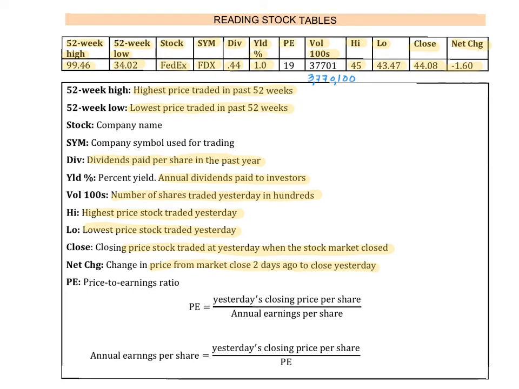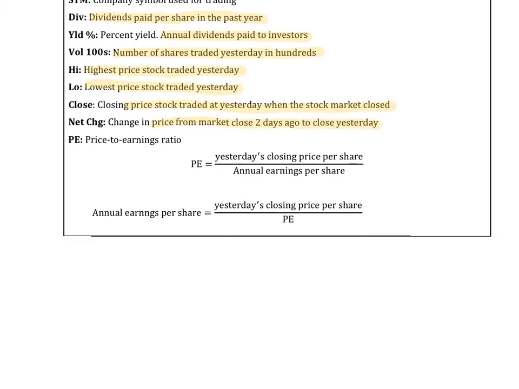Now let's look at PE. FedEx is 19. So PE is just a ratio where they compare the price of the stock to your earnings. To figure out PE, but it's given to you in the table, it would be your yesterday's closing price per share divided by the annual earnings per share. Only on that table, it doesn't say what the annual earnings per share are. We have the closing price, that would be the $44.08. We have that the PE is 19. We just have to figure out the annual earnings per share.